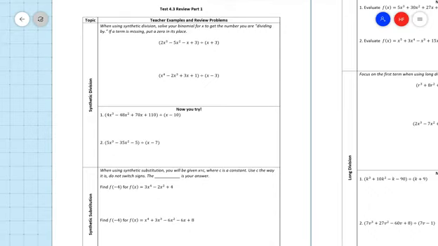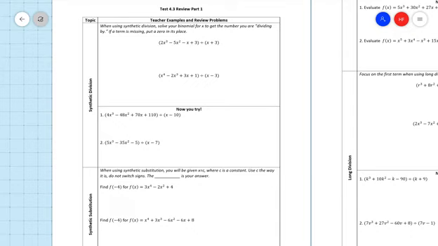Hey guys, so today we are going over part 1 of the test review. This test will be cumulative, meaning it's going to have information from the entire 6 weeks on it. So everything that was on test 1, everything that was on test 2, and then everything after test 2 as well will all be on this test.